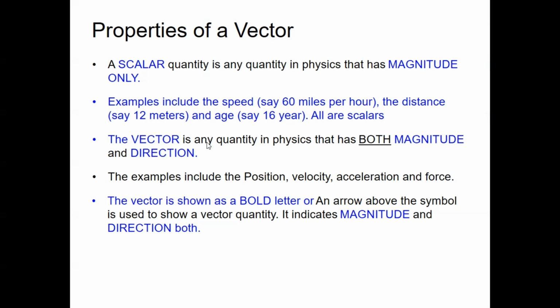So for a vector, we need the coordinate system in which three or two or one axis is desired, and a point, a reference point, or the origin is needed. So vector examples include position, velocity, acceleration, force, momentum. Vector is going to be shown in bold letters, or an arrow above the symbol will be used to show the vector quantity. It will show that this quantity has magnitude and direction both, and some reference position through which it is being measured.